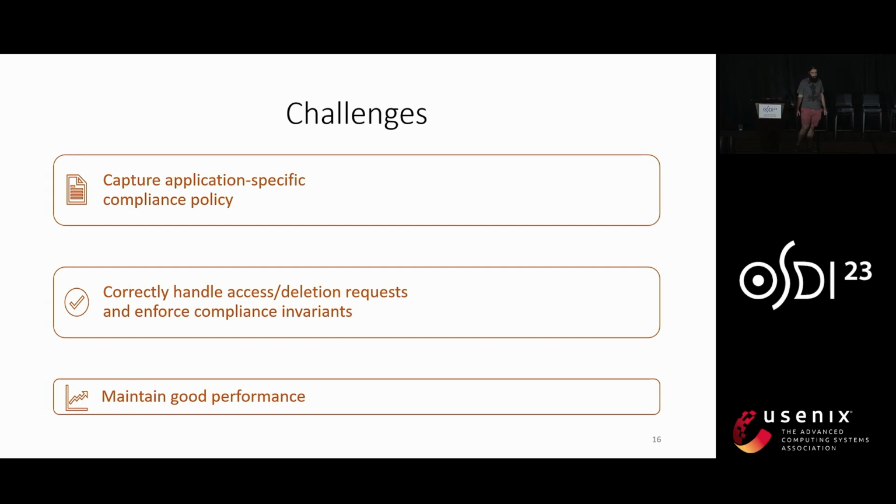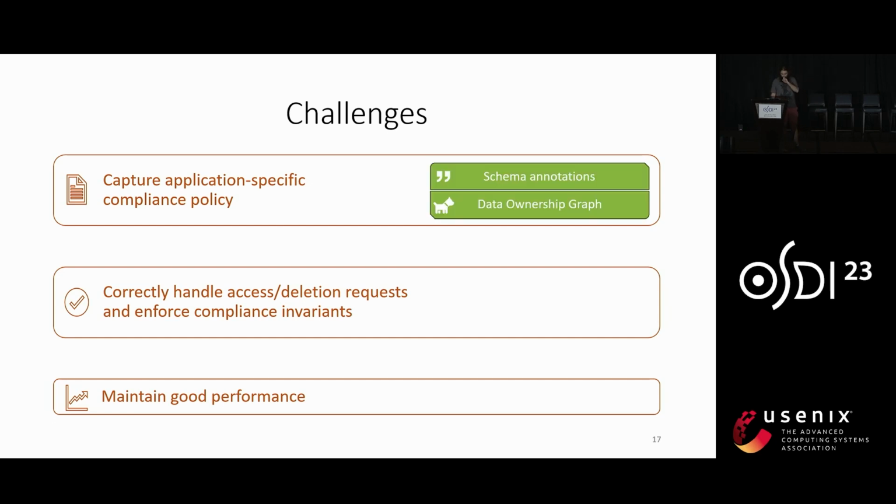All right. In this work, we encountered three main challenges, and these are outlined in the rest of this talk. The first challenge is that K9db must capture application-specific compliance policies, especially around shared data and anonymization. The second is that K9db must correctly enforce these policies when handling access and deletion requests, and must make sure that any invariants required for compliance always hold. And finally, it must do so while maintaining good performance.